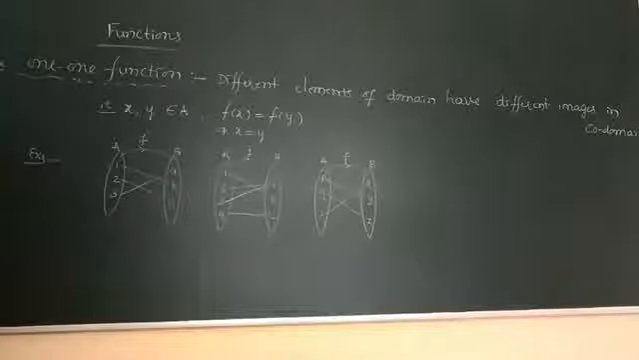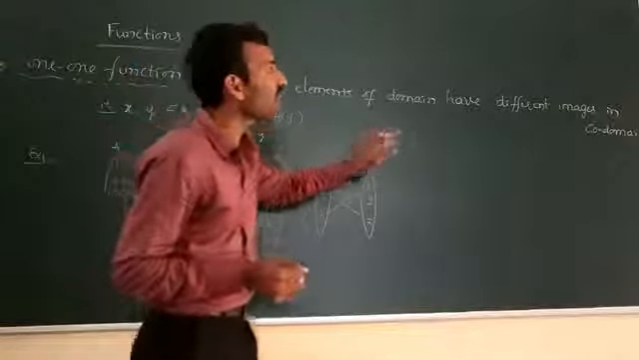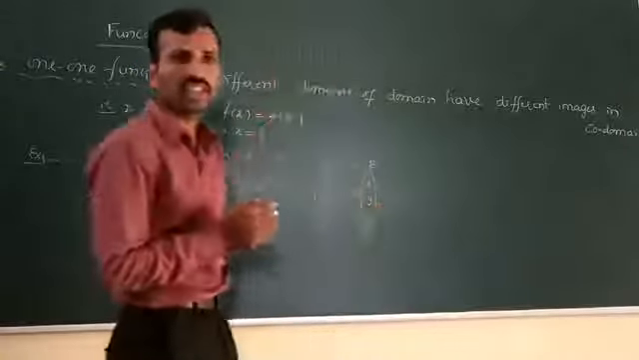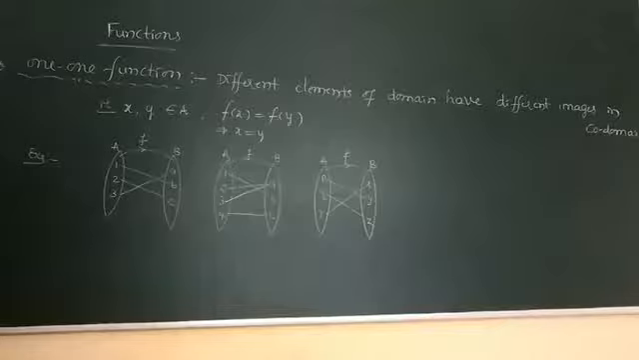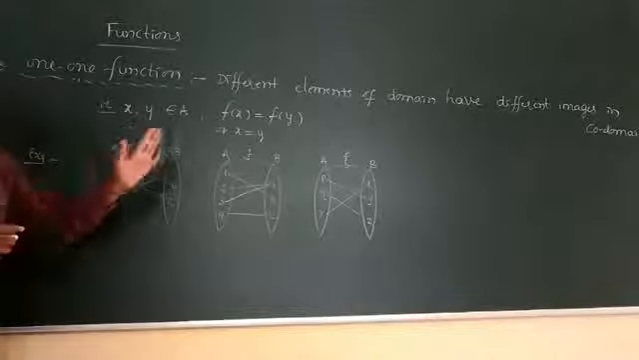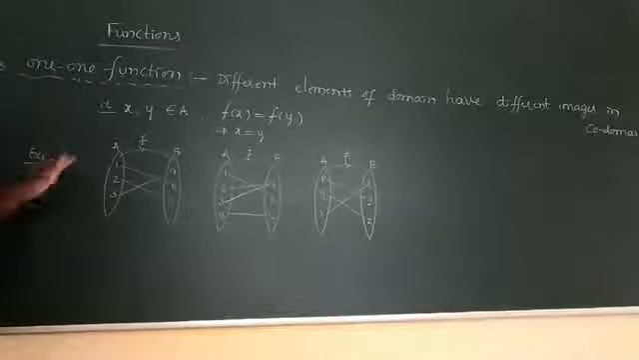In second year class specifically, there are two to three types of functions we have studied. The first one is the one-one function. The one-one function tells that different elements of the domain have different images in B. Such a function is called a one-one function. Means the domain elements must have different images in the codomain; that type of function we call a one-one function.